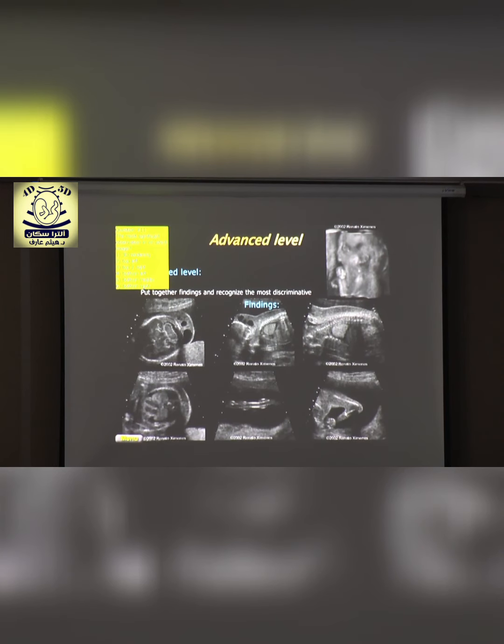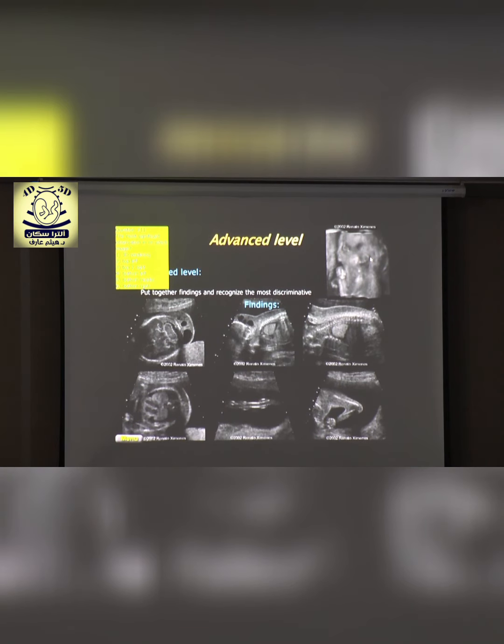And then at the advanced level, what you want to do is put together findings and recognize the most discriminative. So here we have a baby that has a cystic hygroma, some pleural effusion, and a poorly coiled cord. What happened with the elbow here? The skin is tight. This is called joint webbing. This is a very unusual keyword. So that's the one you want to use. What's happening with the face? How about the mouth?